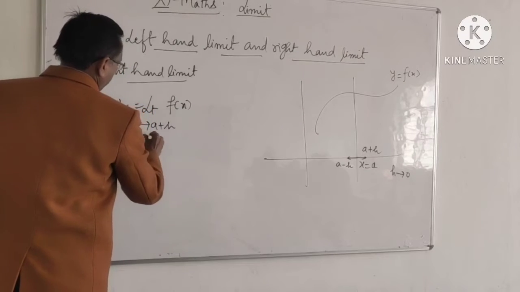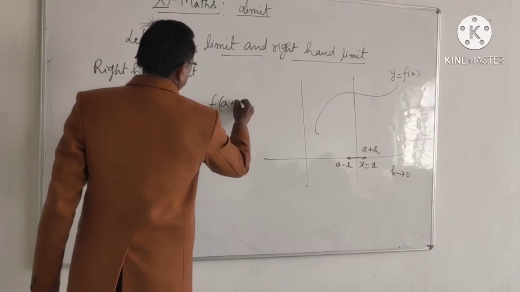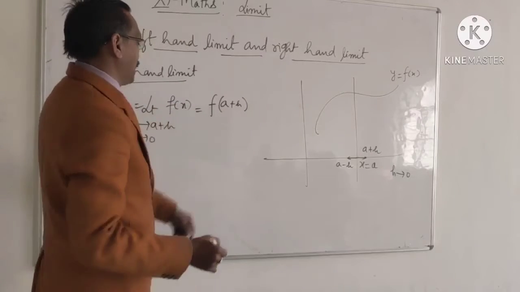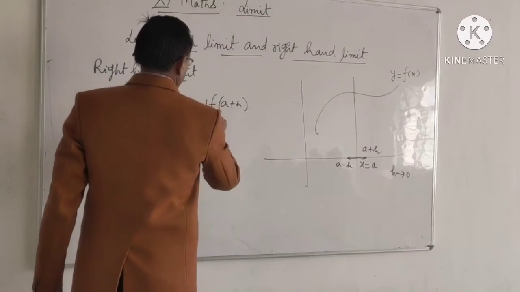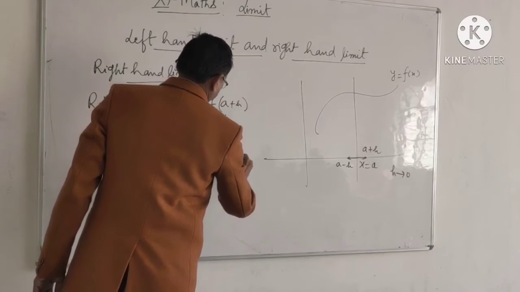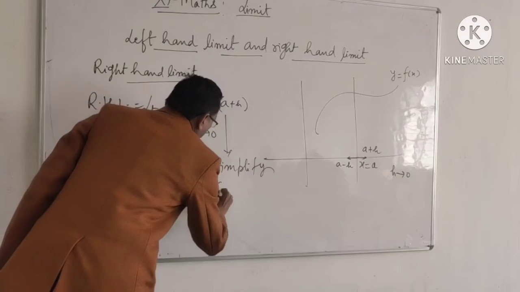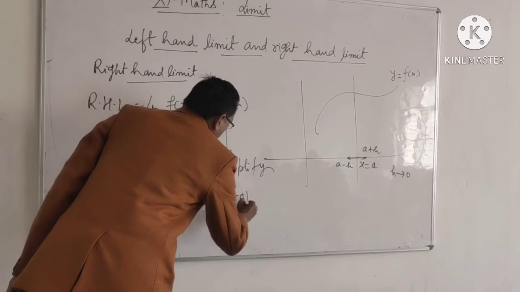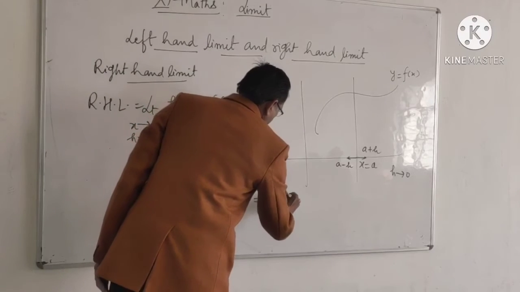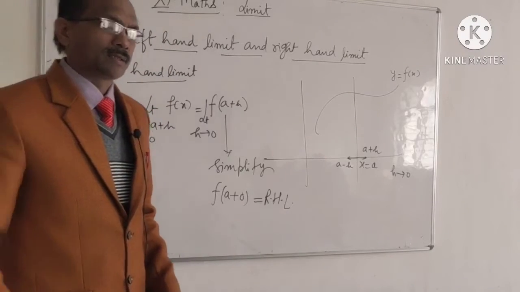Here h is very small. So first we find limit a plus h. We will find the value of f(a plus h), limit h tends to 0. Then we simplify it. Then we will put h equal to 0, that is f(a plus 0), and it is called the right hand limit. Now let us see some questions based on this.